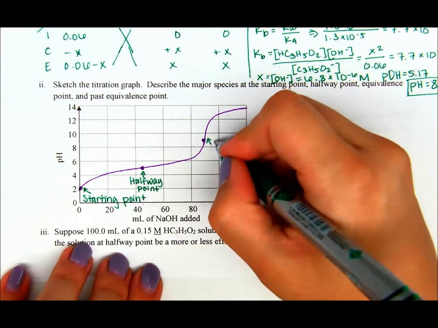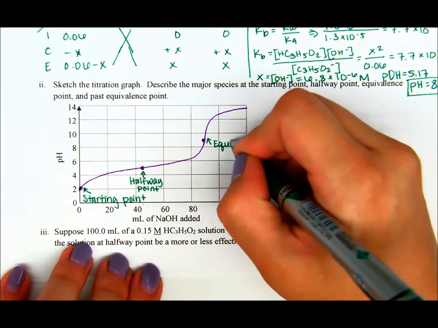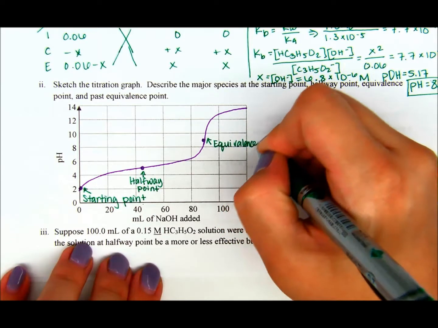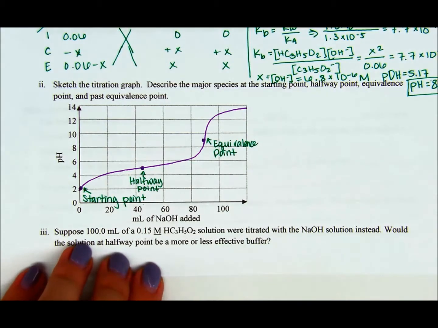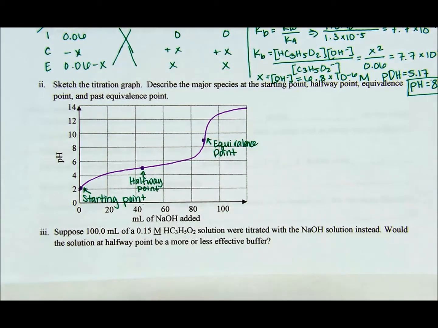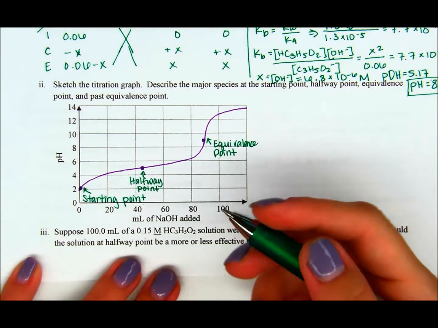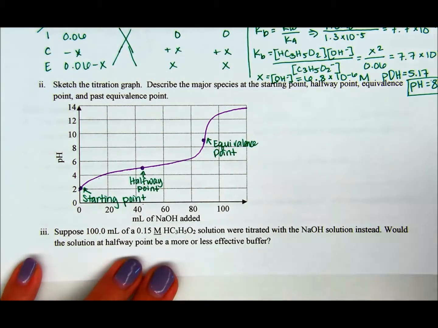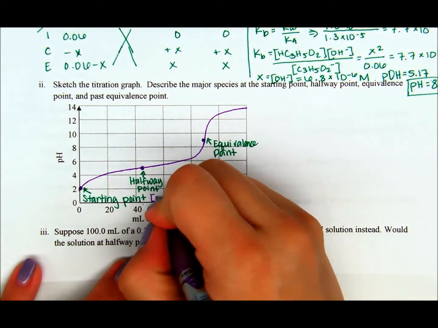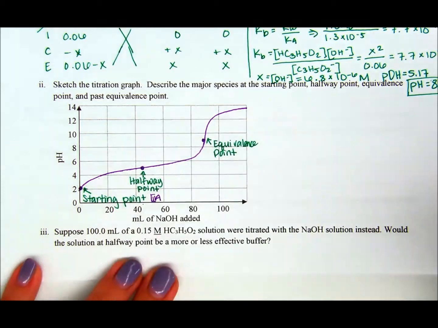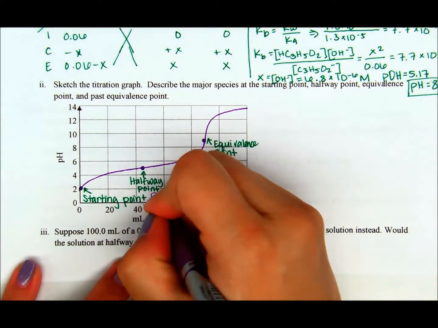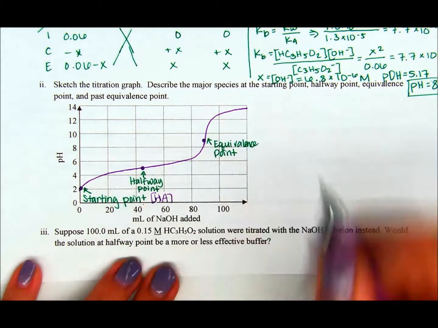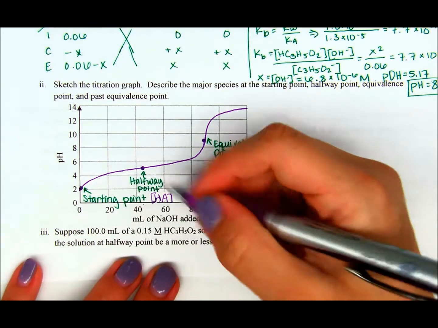And this is our equivalence point. Okay, so what are the species that are present here? Well, at the starting point, we only have the acid. So the only thing that's present here is just HA. Sorry, this is a little unclear. HA. So we just have our acid present at the beginning.